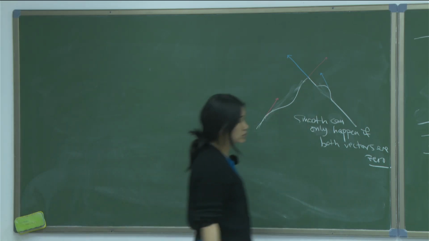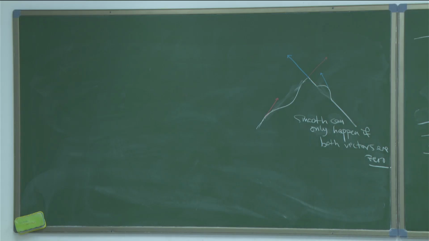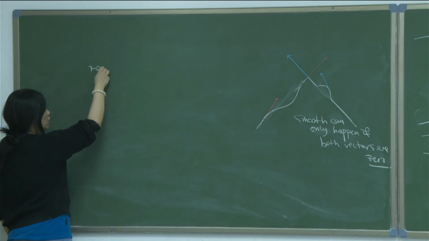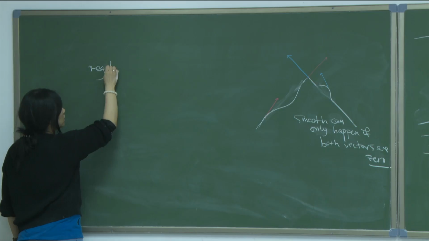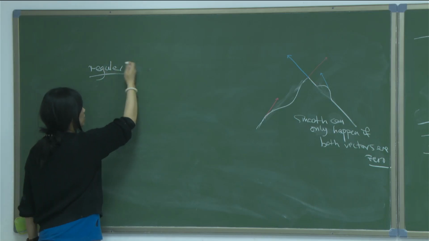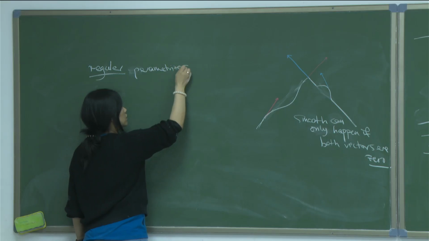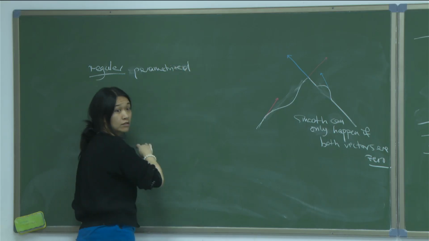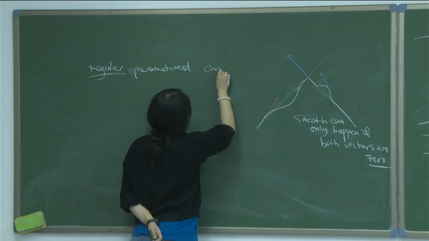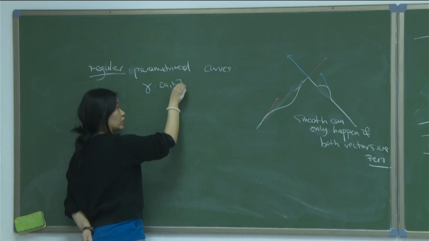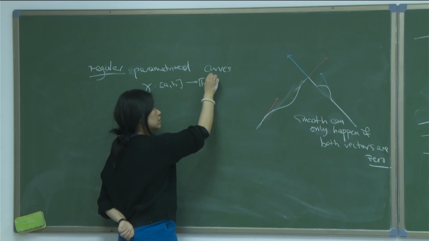When you have such a curve, it's not necessary to brake and halt and then change direction. So the difference is what we call a regular parameterized curve. The derivatives are always not 0. Exactly. That is, you don't need to stop, at least.